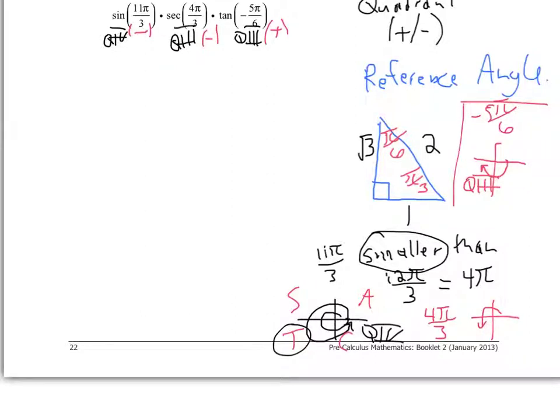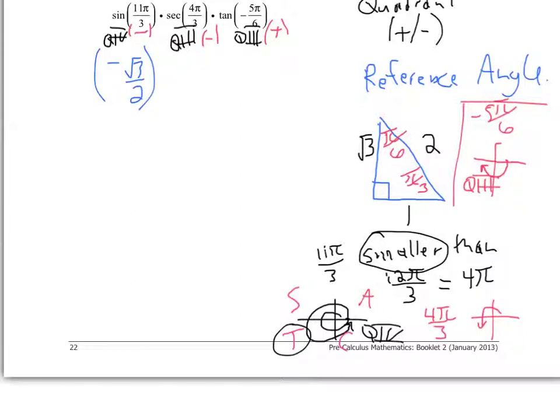Let's go ahead and use our triangle. So sine of 11 pi over 3 is the same as the sine of pi over 3, except it's a negative ratio. If we're at pi over 3, opposite over hypotenuse, of course, will give us root 3 over 2. Remember that it's negative because of what we determined earlier.